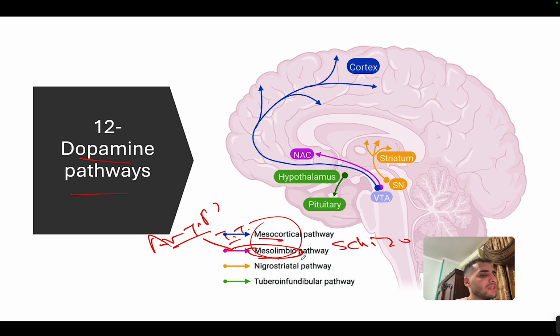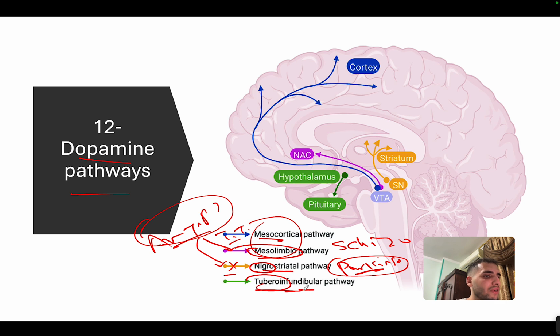Then the third pathway is nigrostriatal, the substantia nigra. So this is the one for Parkinsonism, and it is abnormal in Parkinsonism. Now antipsychotics are antidopaminergic. So if by mistake they inhibit this pathway, they can cause Parkinson-like symptoms, like rigidity, for example. Now the last pathway is tuberoinfundibular.